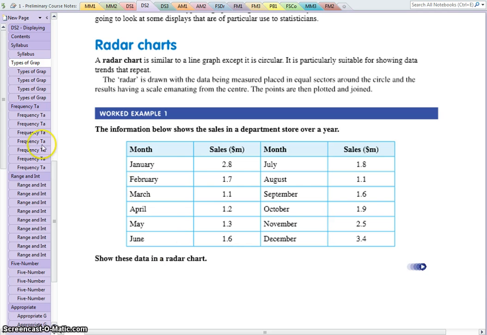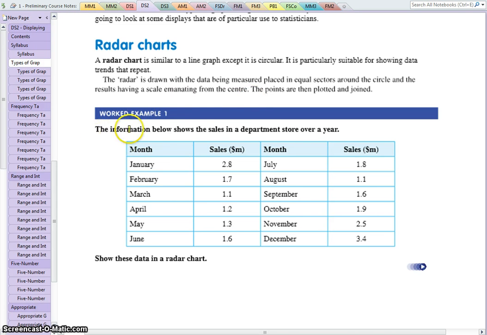So, what have we got? A radar chart is drawn with the data being measured placed in equal sectors around the circle, and the results having a scale emanating from the center. Sounds fancy. It's actually pretty easy. Once you've seen it and done a couple, they'll make perfect sense and you won't have a problem with them.